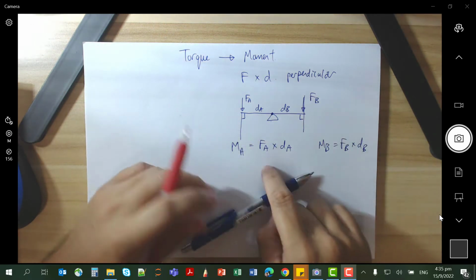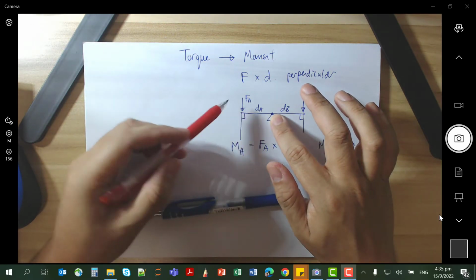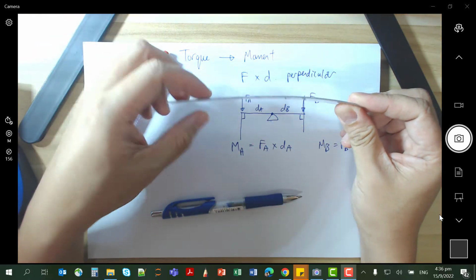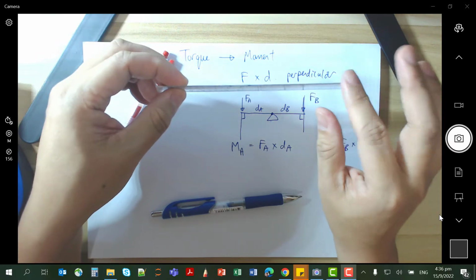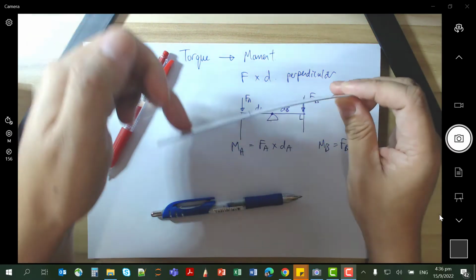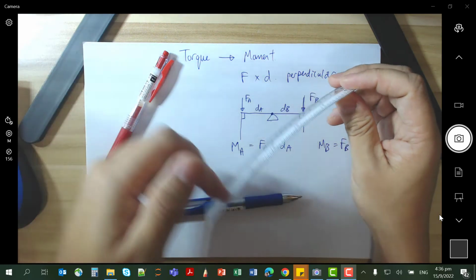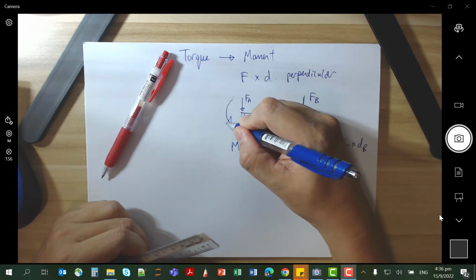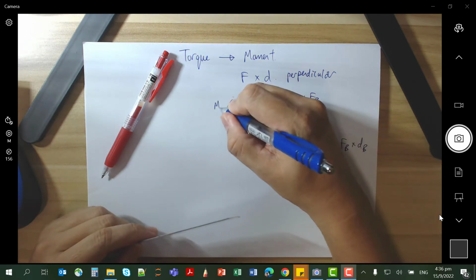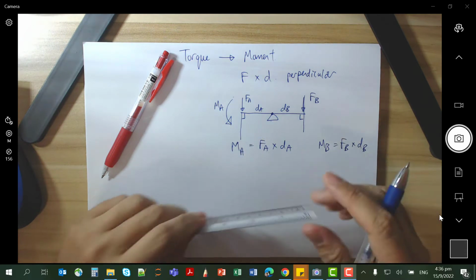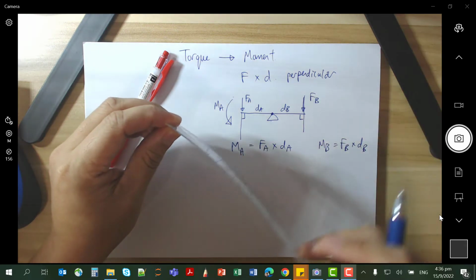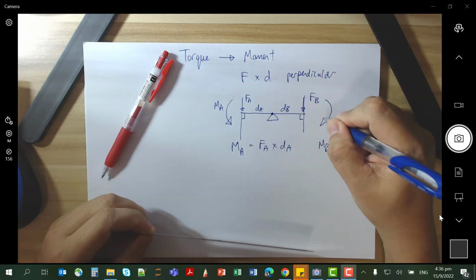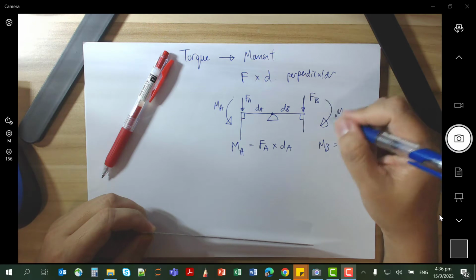And there is a direction for moment. If you look at the pivot point and the force is acting downwards, imagine the ruler like this. The force is acting downwards on the left side, so it is causing the ruler to go in the anti-clockwise direction. So this FA will cause an anti-clockwise moment, so MA is actually in this direction. Whereas B is causing the ruler to move in the clockwise direction, so MB is a clockwise direction.